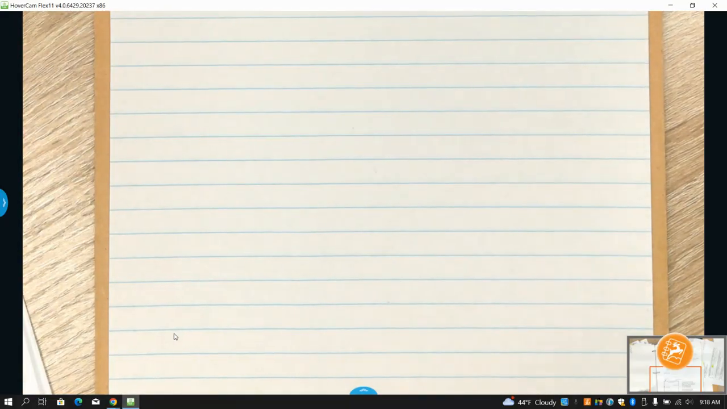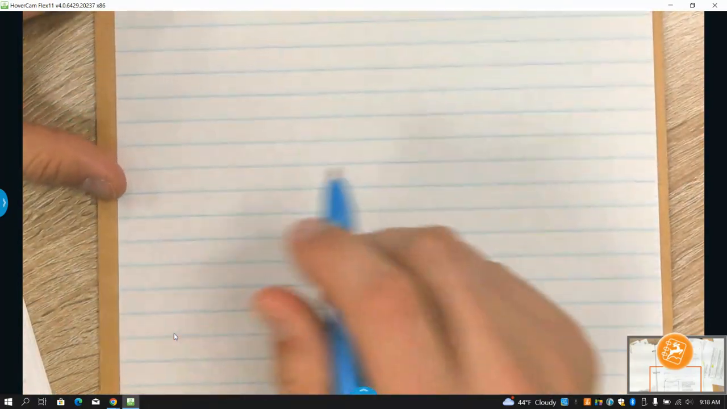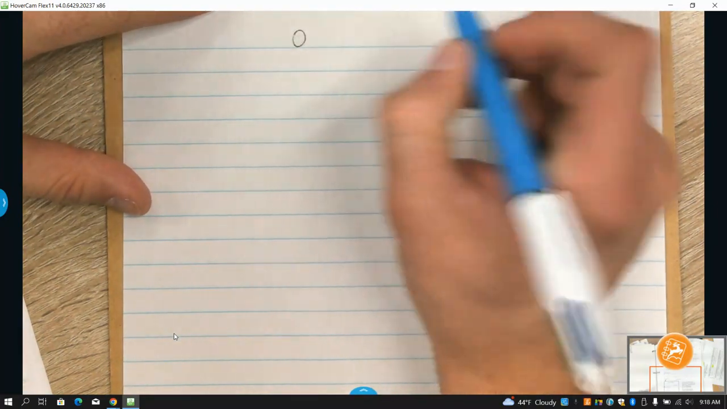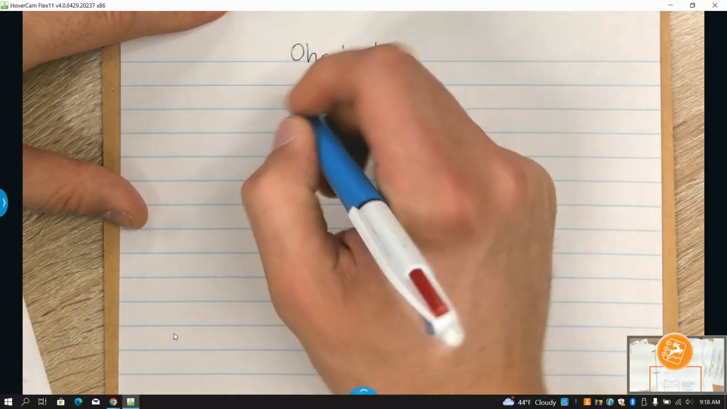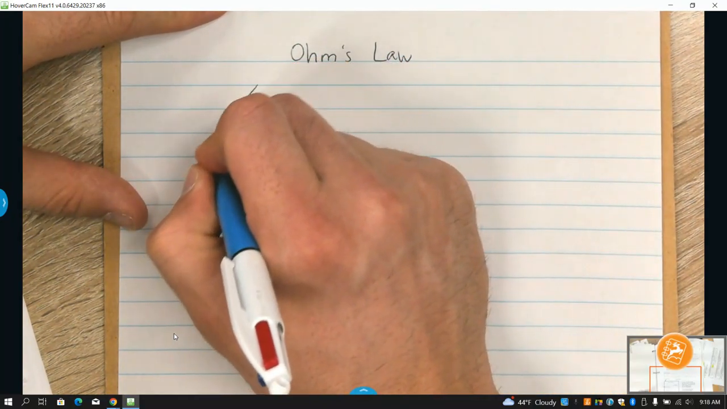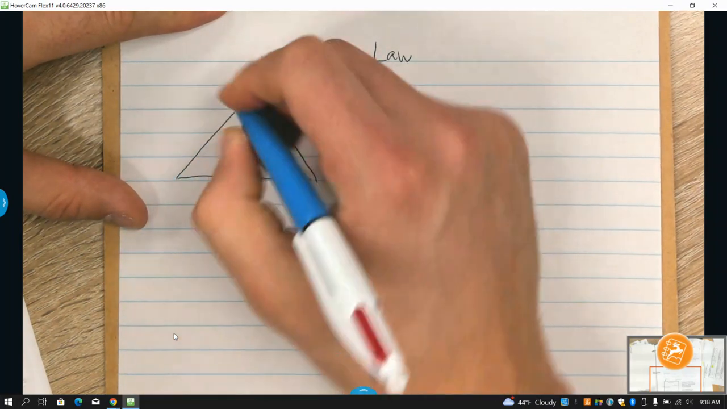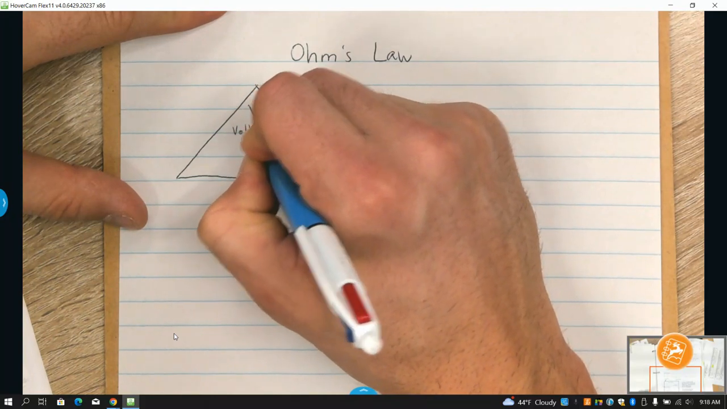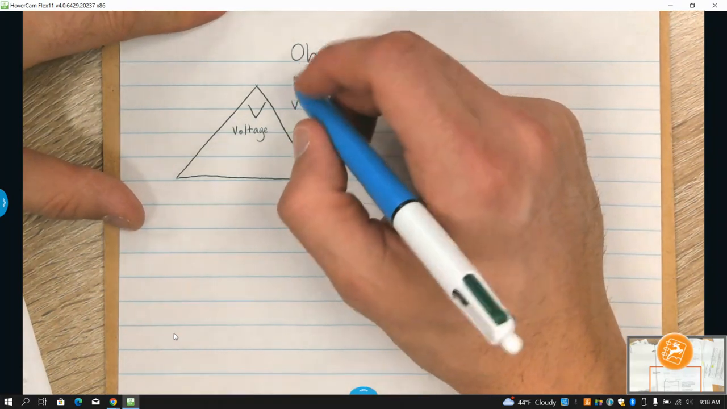So we're going to take a look at Ohm's Law today. Ohm's Law is going to be basically dominated by the Ohm's Law triangle. So we have our V, which is our voltage, and that is measured in volts.